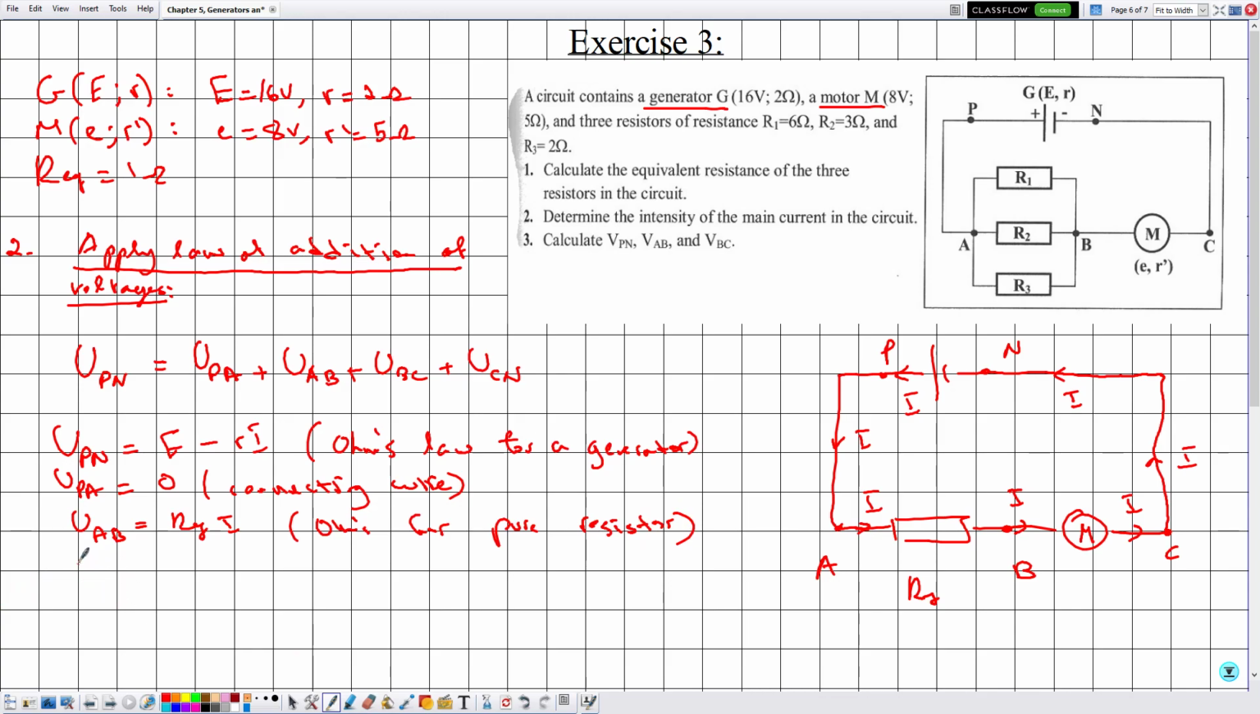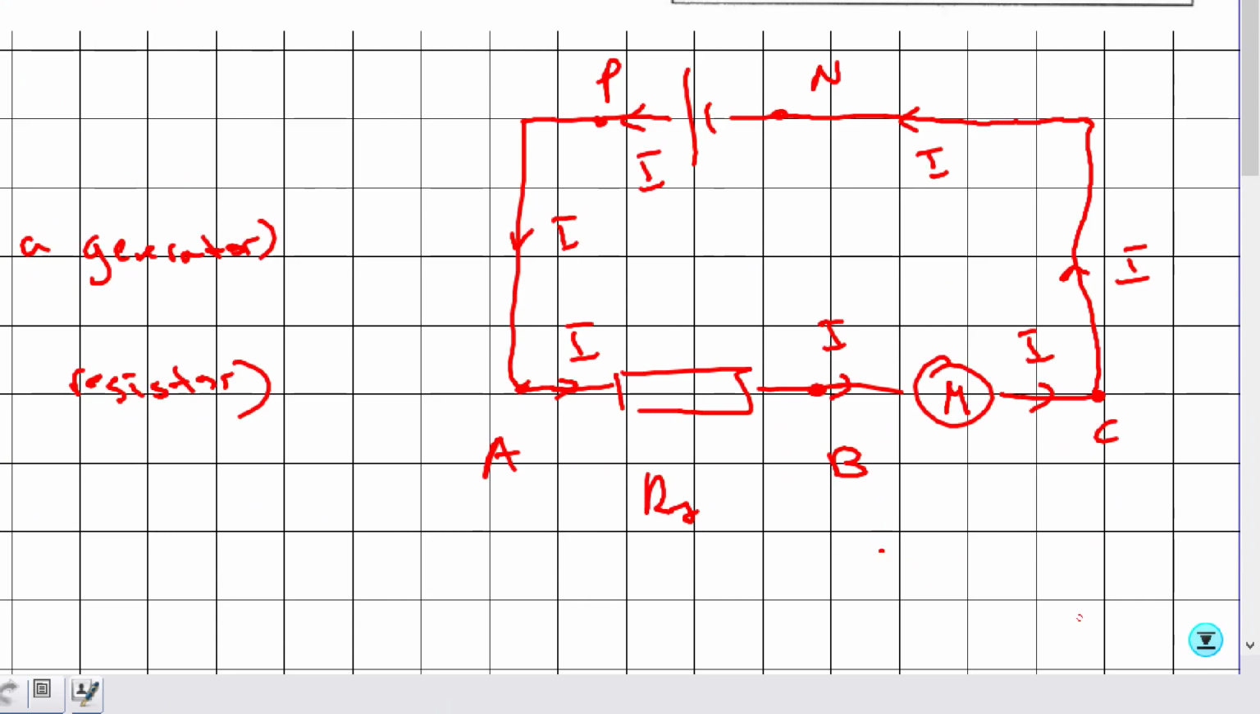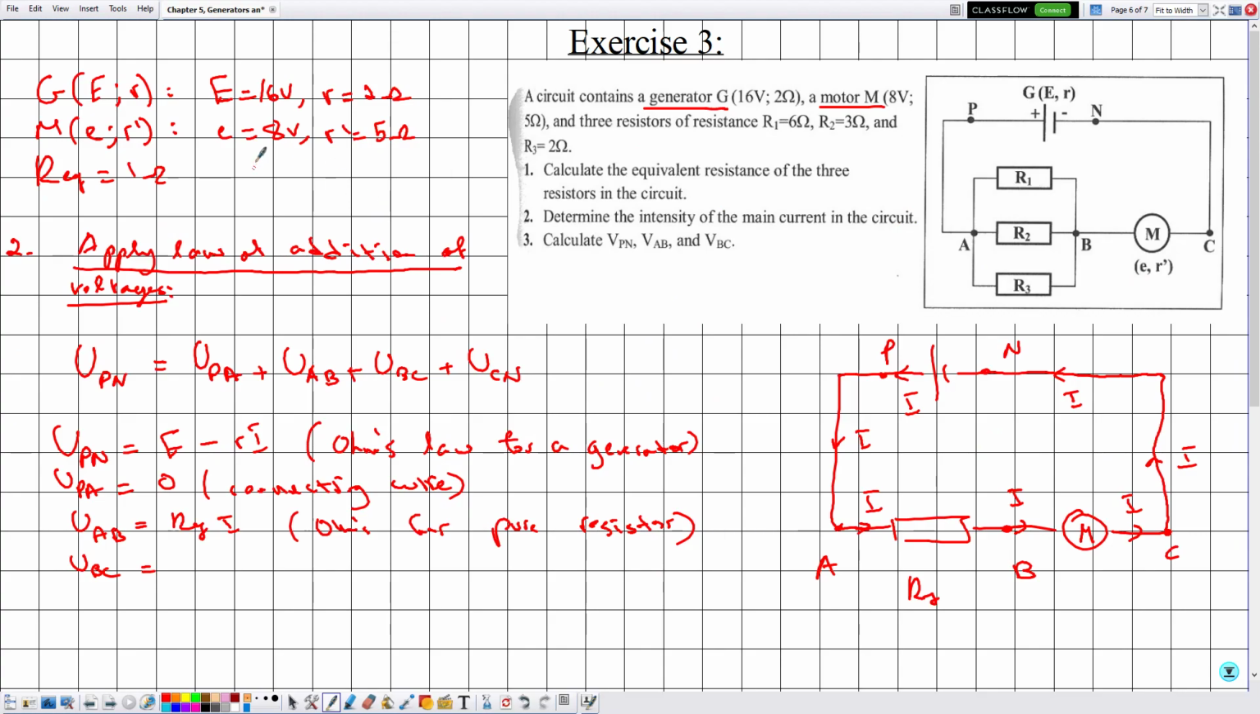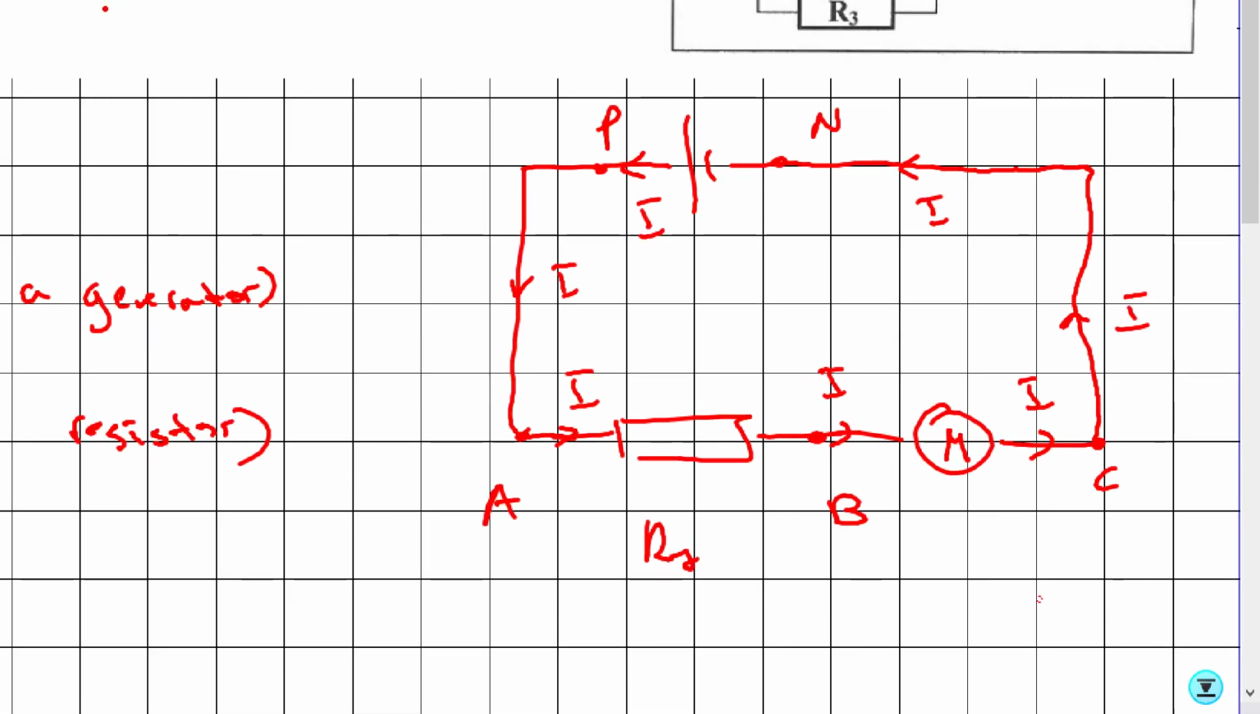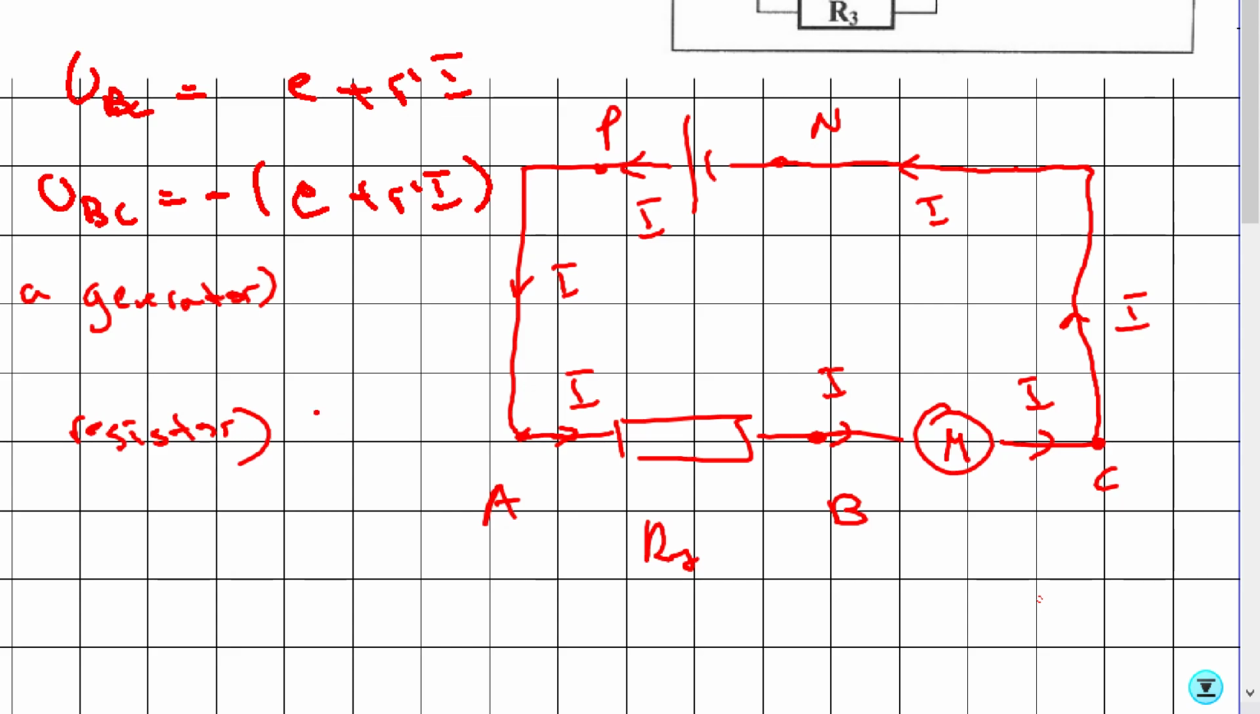Now as for the voltage UBC, this is a receiver, so the voltage should be given by either, here it's denoted by E prime and small r prime. So it would be either given by UBC is equal to E prime plus r prime multiplied by I, or UBC is given by minus E prime plus r prime I, and this depends whether we are moving in the direction of the current or opposite to the direction of the current. Because this is a receiver, we need to move in the direction of the current.